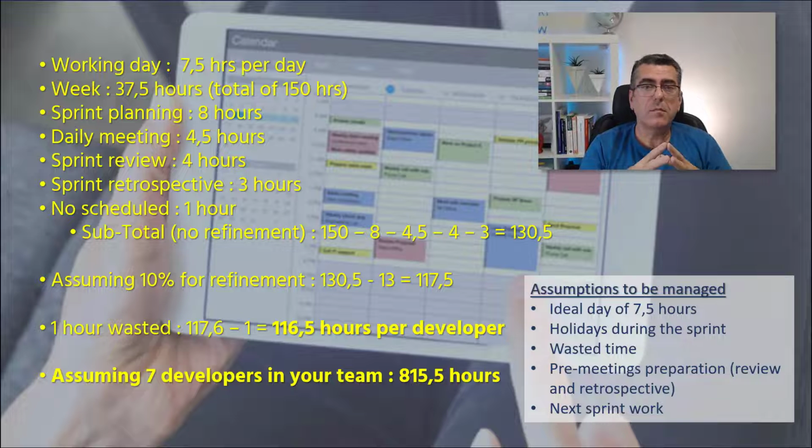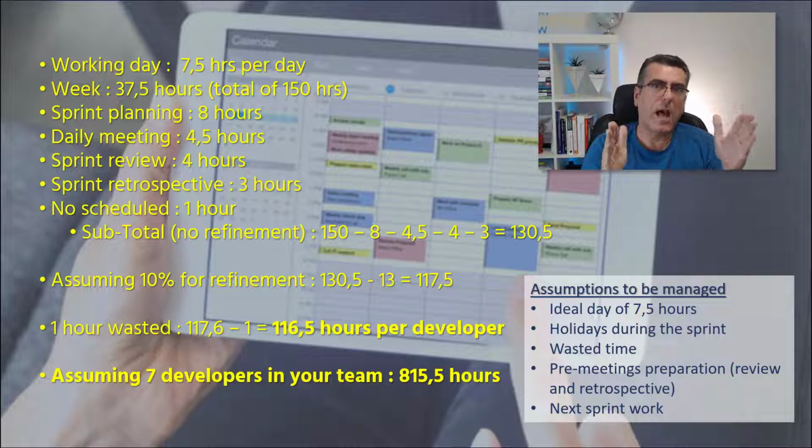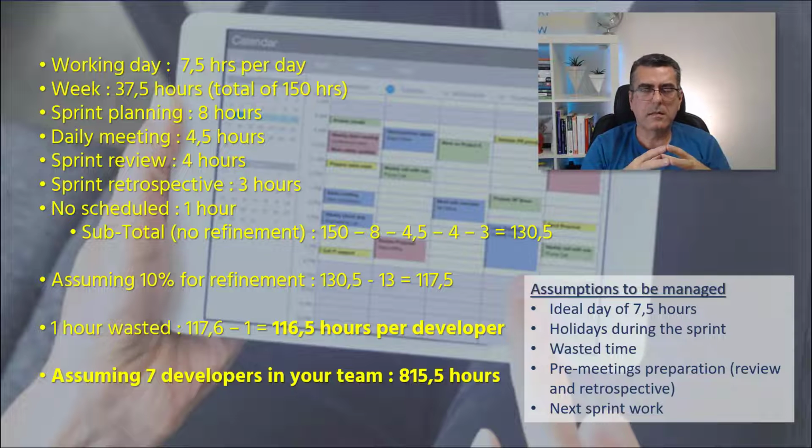Some assumptions that you need to manage is how many ideal hours are in a day in your group. It's 7.5, it's 8, it's 6 hours. So we know that in a Scrum team, the ideal day is not the amount of hours that you have in your working day. This is important that you, as a Scrum Master, as a product owner, or even as a developer, you need to think about it. What is really the number of hours in your ideal day?